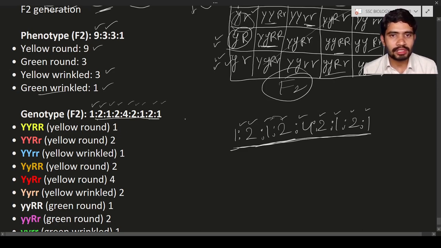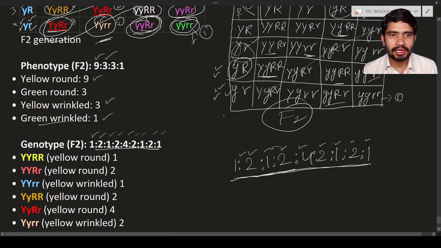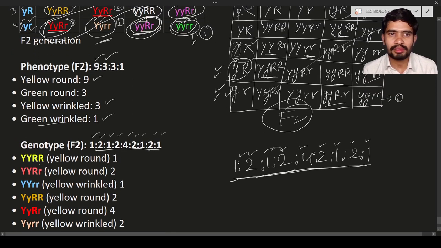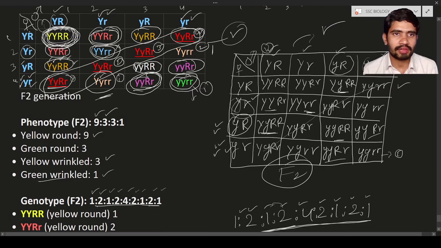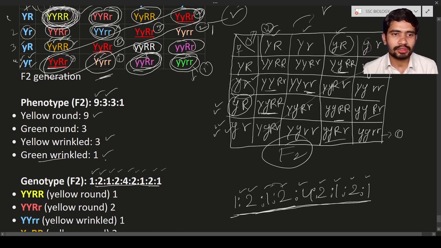So if you see the number of individuals, how many individuals with capital Y, capital Y, capital R, capital R? Only one individual will be there, that is on the top. So for your easy understanding, we have highlighted with color. Okay, capital Y, capital Y, capital R, capital R. So yellow. So next will be capital Y, capital Y, capital R, small r, that is 2.